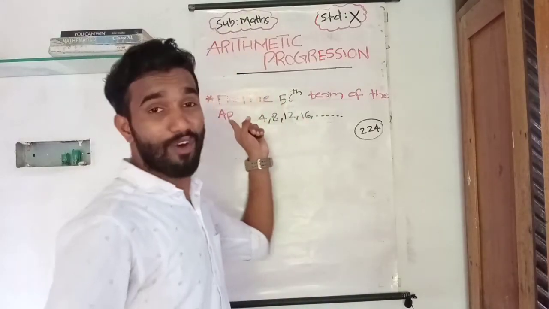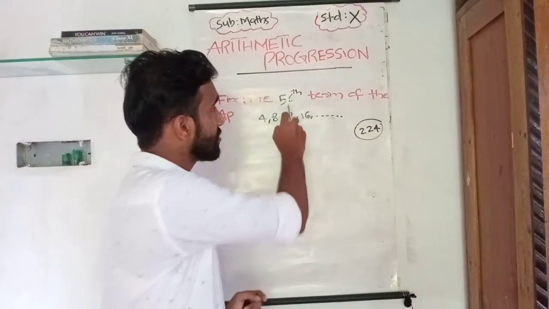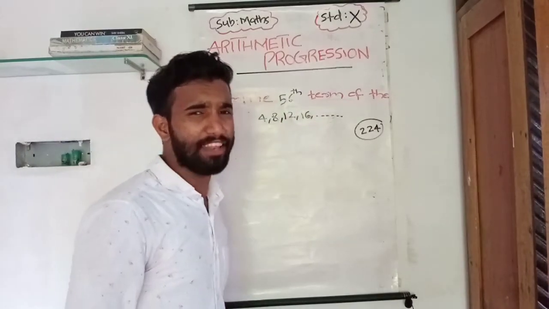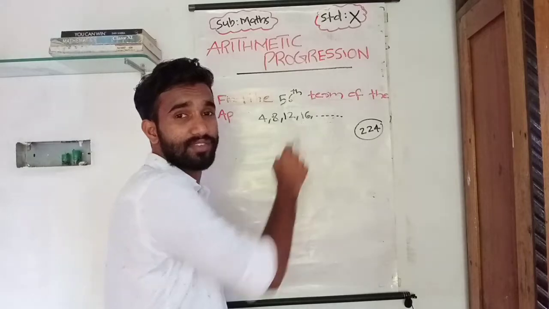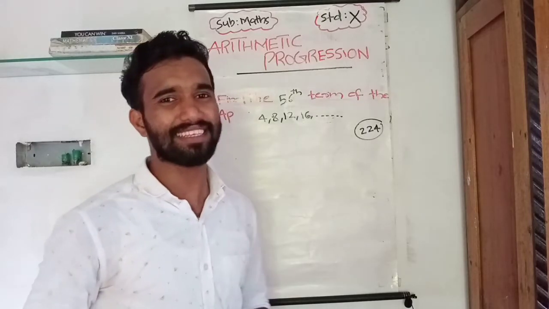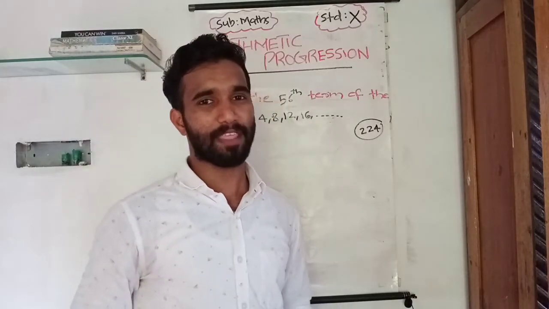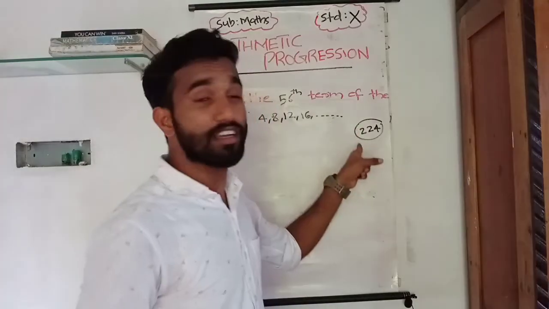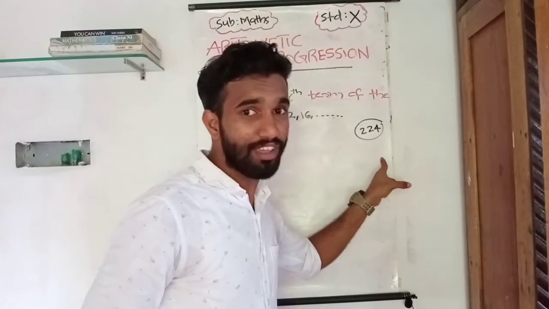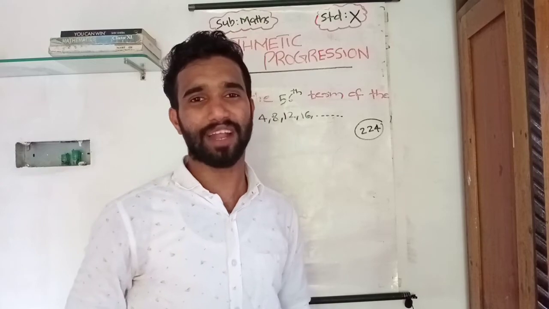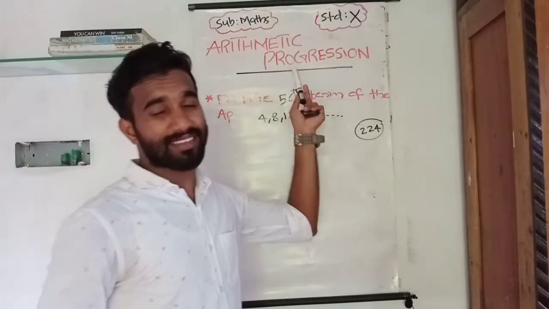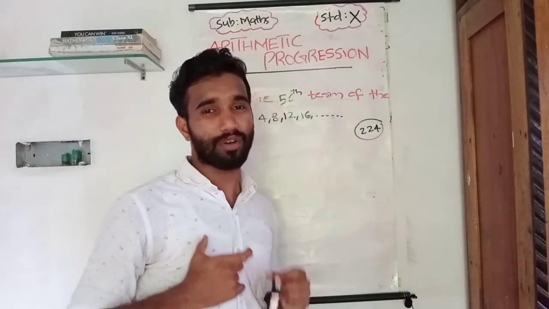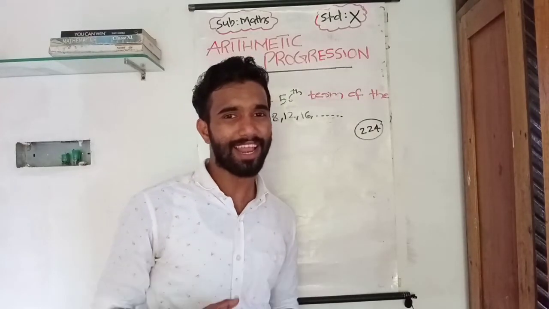Here it is. Find the 56th term of the arithmetic progression 4, 8, 12, 16. I want you to try this question yourself. You will get the answer as 224. Okay. So friends, I hope the concept of arithmetic progression is crystal clear to you now.